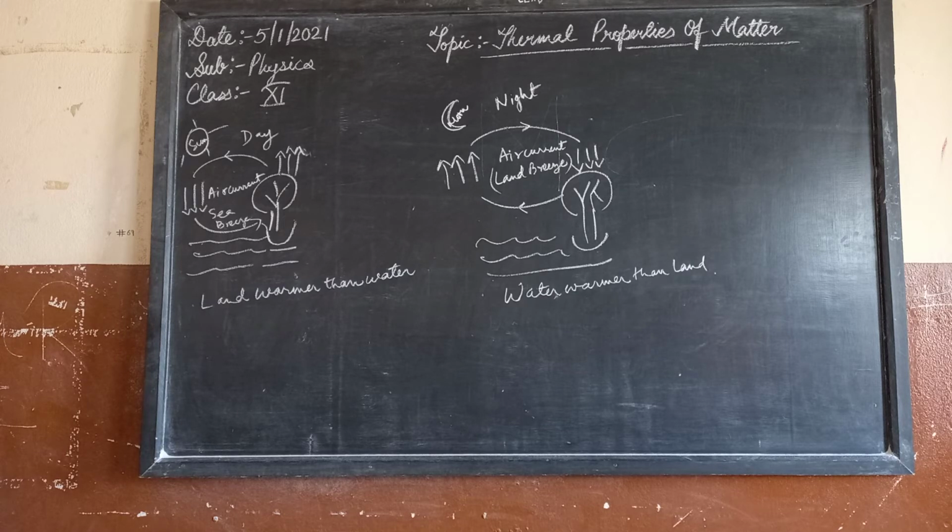At night, the ground loses its heat more quickly, and the water is warmer than the land. As a result, the cycle is reversed. The other example of natural convection is the steady surface wind of the earth blowing from the northeast towards the equator, the so-called trade winds. So the trade wind is also an example of natural convection, which has already been given in your book itself.